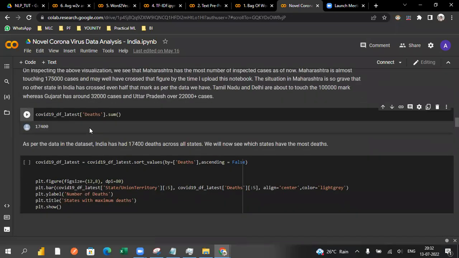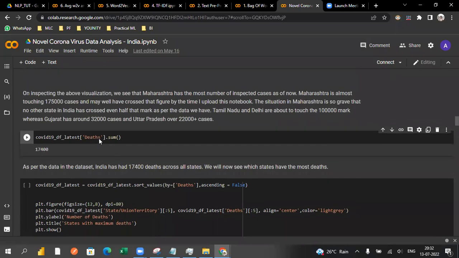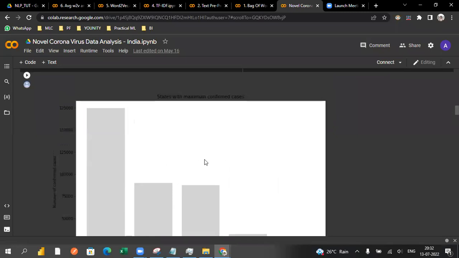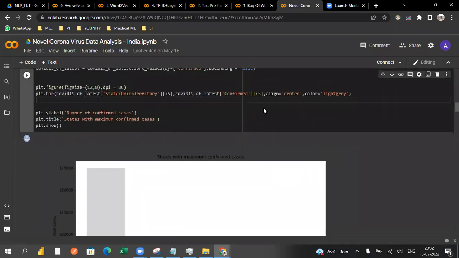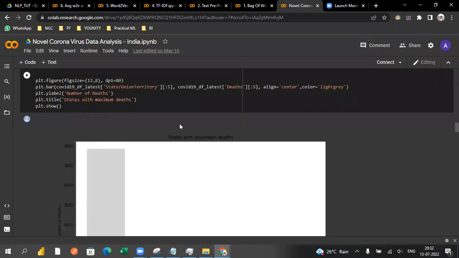Okay, so similarly, the deaths also you can calculate by using just a bar plot. This is just a bar plot, right? You can also visualize by using different colors. Currently, we are using some grayscale. You can also use different colors.